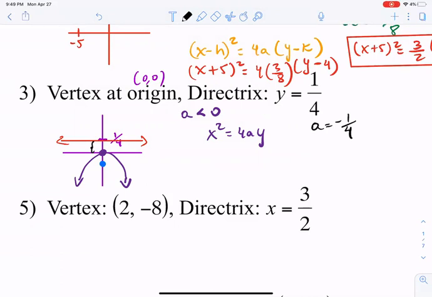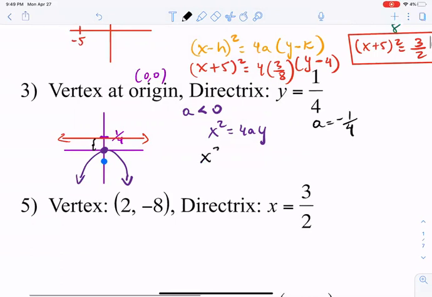And so if we plug those values in, we get x squared equals 4a times negative 1/4. And if you compute this, you get x squared equals negative, I'm sorry, that was a, not y. So if you compute this, you get negative y. So that's the final answer for this problem. I hope that this makes sense. And I just want you to keep practicing to get better.